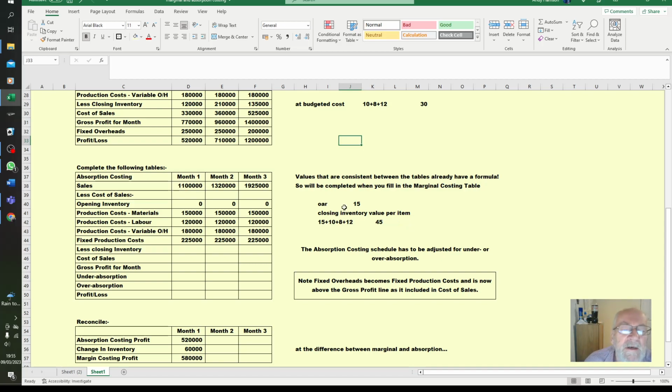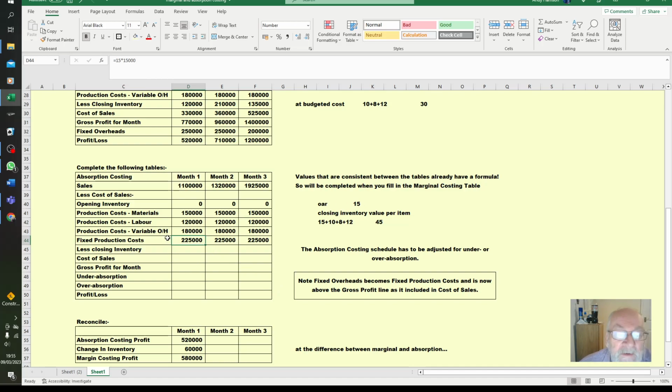So let's have a look what the overall picture is. Again, we start off with zero closing inventory. We've also got our fixed production costs, so that's an extra row in here. Our fixed production costs are what we actually absorbed, and we made, you can possibly see the formula up there, 15,000 units, overhead absorption rate of £15.